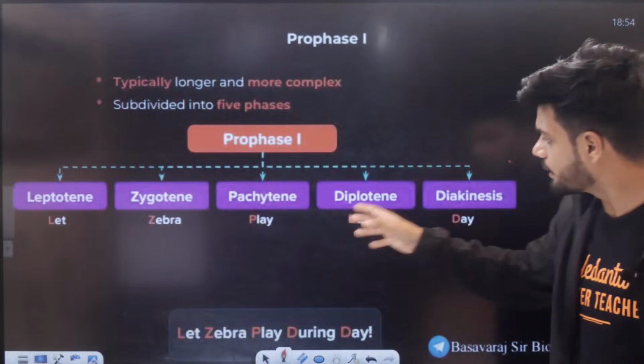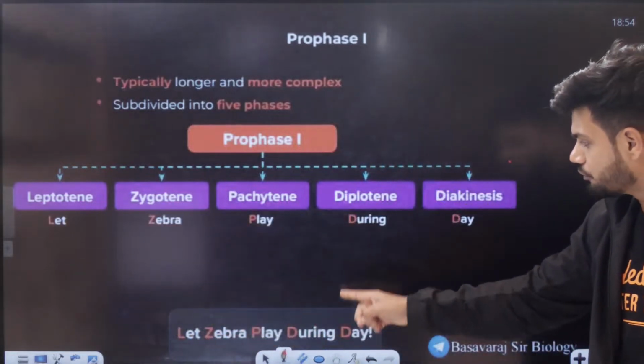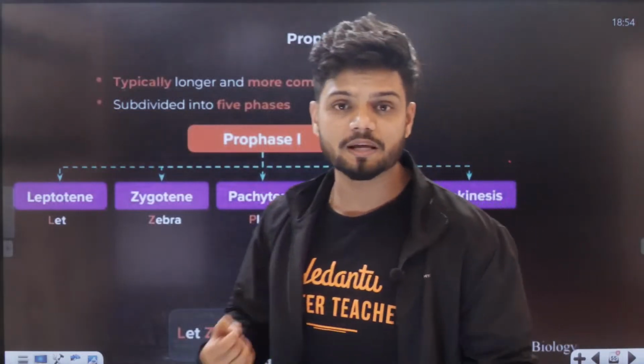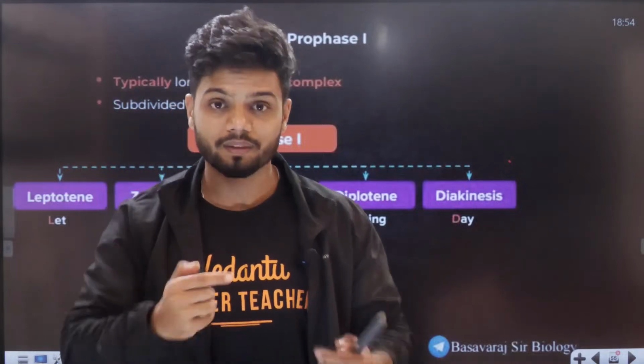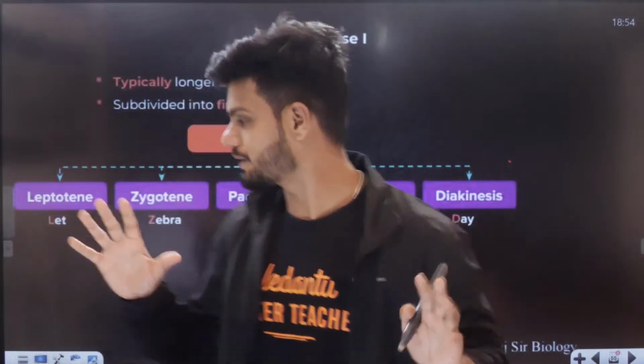Let zebra play during the day. L for leptotene, Z for zygotene, P for pachytene, D for diplotene, D for diakinesis. These are the number of steps under prophase 1. Clear?